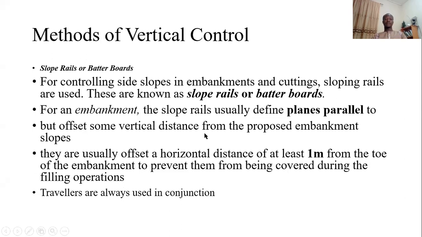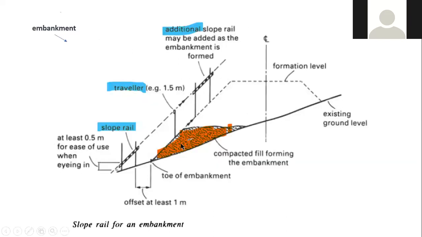Okay, so we talked about slope rails or butterboards. Is that okay? And they have boning rods. You can imagine that all these are supposed to help you. Please go and read about boning rods. Let me write it down. It's an assignment. Go and read about boning rods.